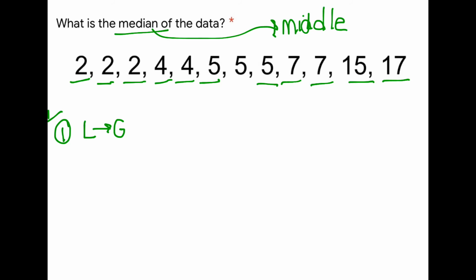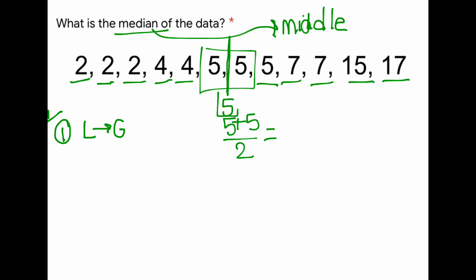Oh, can't do that one. 1 or 2. So these are the two numbers I'm left with. Let's make sure. 1, 2, 3, 4, 5. 1, 2, 3, 4, 5. Yes. So we're left with a 5 and a 5. When we have two numbers, remember, we can do 5 plus 5 divided by 2. Or we can just think, what is between 5 and 5? Well, that was pretty easy because it's just 5.